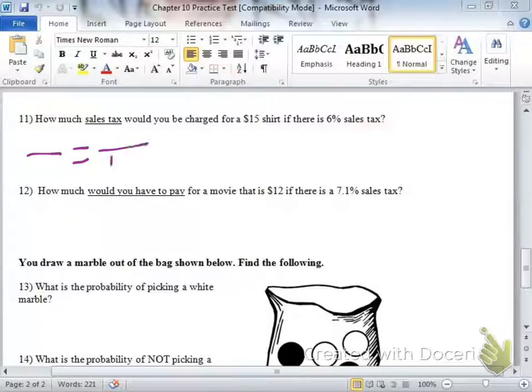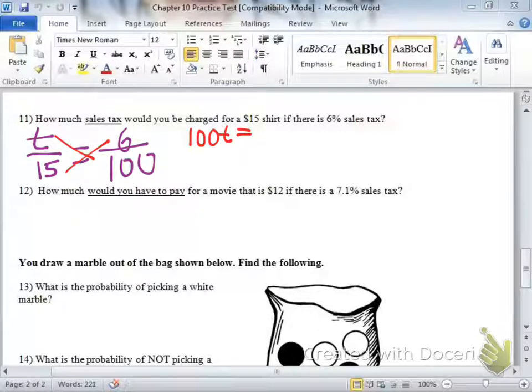So on number 11, how much sales tax would be charged for a $15 shirt if there is a 6% sales tax? So 6 goes over the 100. The original price is 15. T stands for tax.